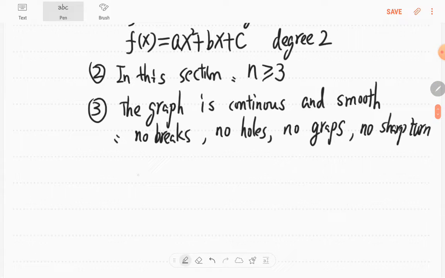Okay, so the graph will look like this one, just like this kind of graph. No holes, no breaks, no gaps, no sharp turns. Everything is continuous and smooth.